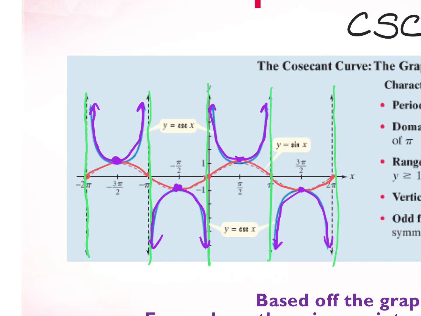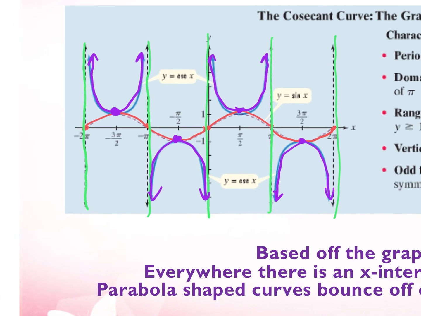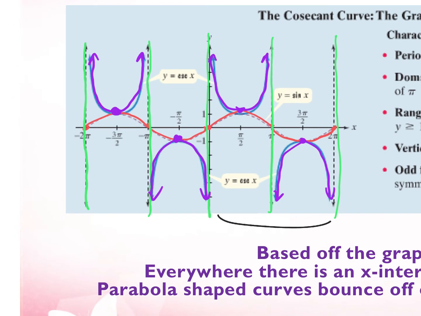This is actually 2 cycles. Remember, a normal cycle is 2 pi. So over here is 1 cycle, and over here is 2. On the test, you are going to give me 2 full cycles when you graph these. So you'll get 1 cycle to the left and 1 cycle to the right.